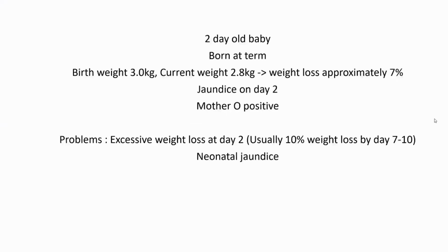So I would just jot down what the important things here are. This is a 2-day-old baby born at term, birth weight 3 kilograms, current weight 2.8. Always, if they give the birth weight and current weight, check what the weight loss or gain is. You can see here about 7% weight loss on day 2, and the baby has jaundice on day 2, and the mother is O positive. These are probably the most important things when you are answering.